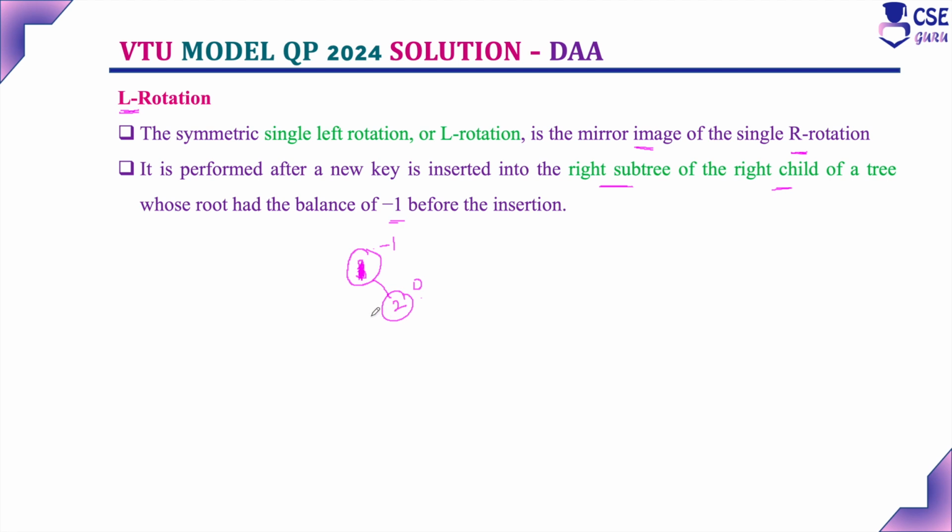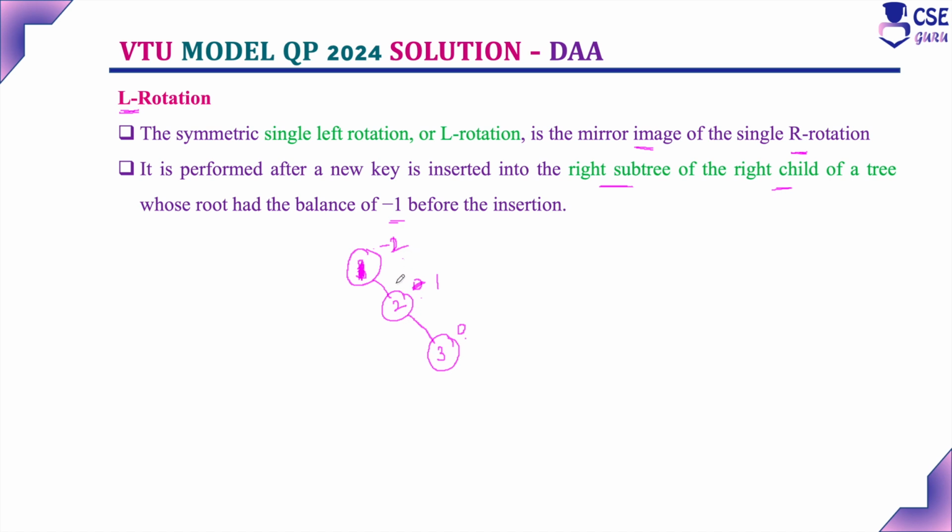When you insert a new node as a right child in the right subtree, here after inserting a new node 3, if you check the balance factor, here it is 0, here it is minus 1, here it is minus 2. If the balance factor is 0, plus 1 or minus 1, it is balanced. If it is minus 2, it is unbalanced.